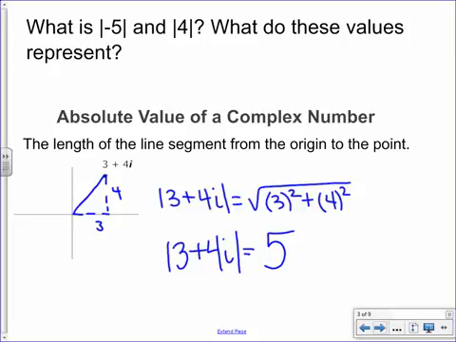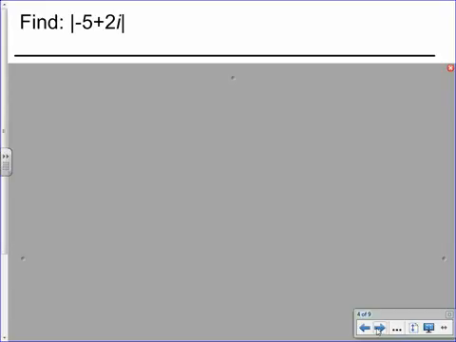Okay. So you practice for me. Find the absolute value of this number, please. Maddie, what do you have? Radical 29. You agree with Maddie's radical 29. Excellent. All right.